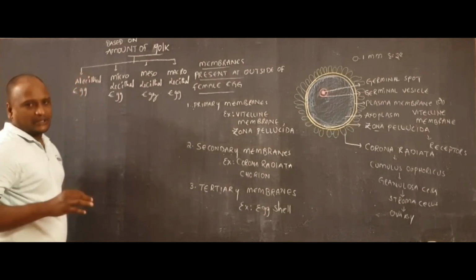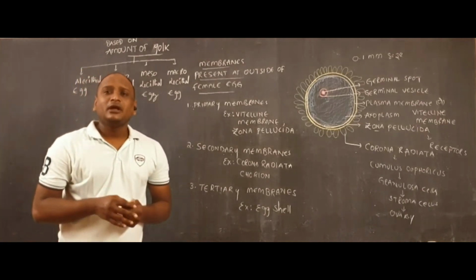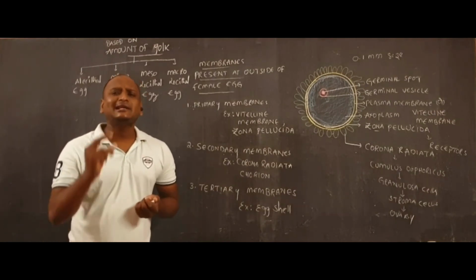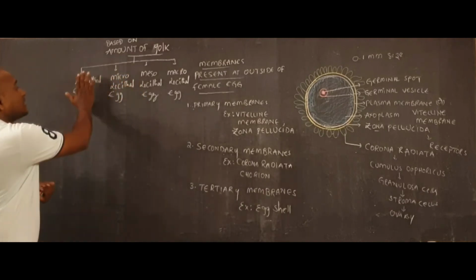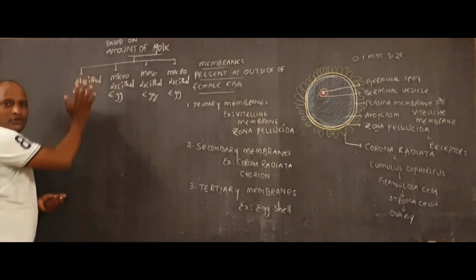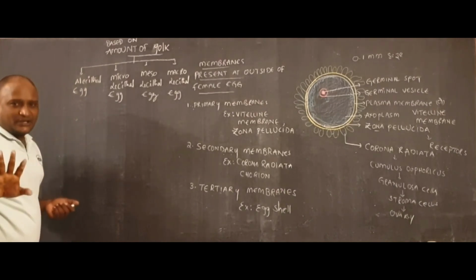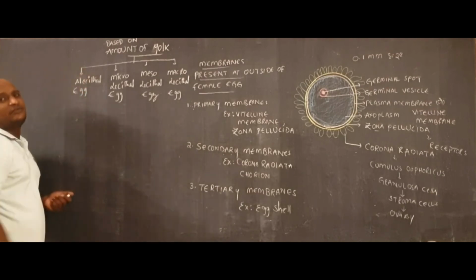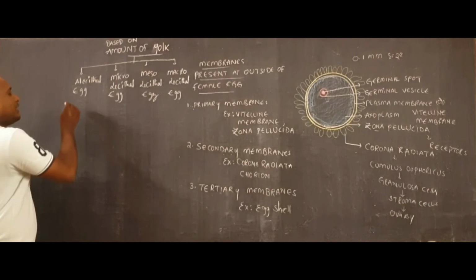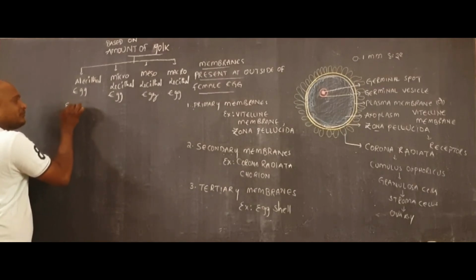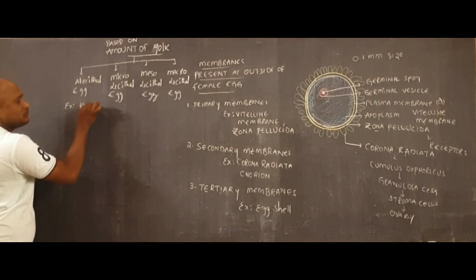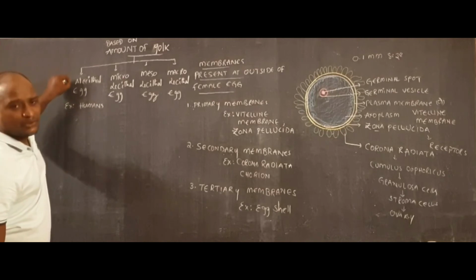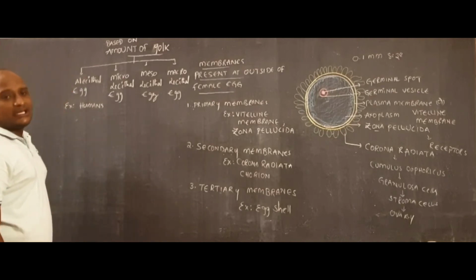Here, alecithal means yolk material is absent, or if present, only a negligible amount of yolk material is present. An example for that is human beings. Human beings consist of very little yolk material. That's why it is also called alecithal.